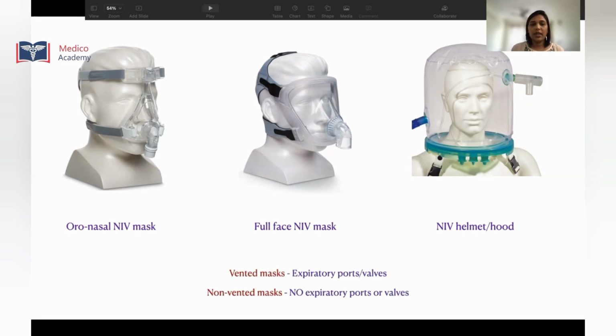So these masks, namely the oronasal and full face NIV masks, are of two kinds. They can be vented or non-vented. Vented means they will have small holes or expiratory ports or valves to help the expiratory gases to escape. Whereas in a non-vented mask, there will be no expiratory ports or valves. So when you're using a non-vented mask, you have to always see that there is an accessory expiratory valve or port which is attached to the circuit, or you should have a particular ventilator where there is a separate expiratory port attached to it.